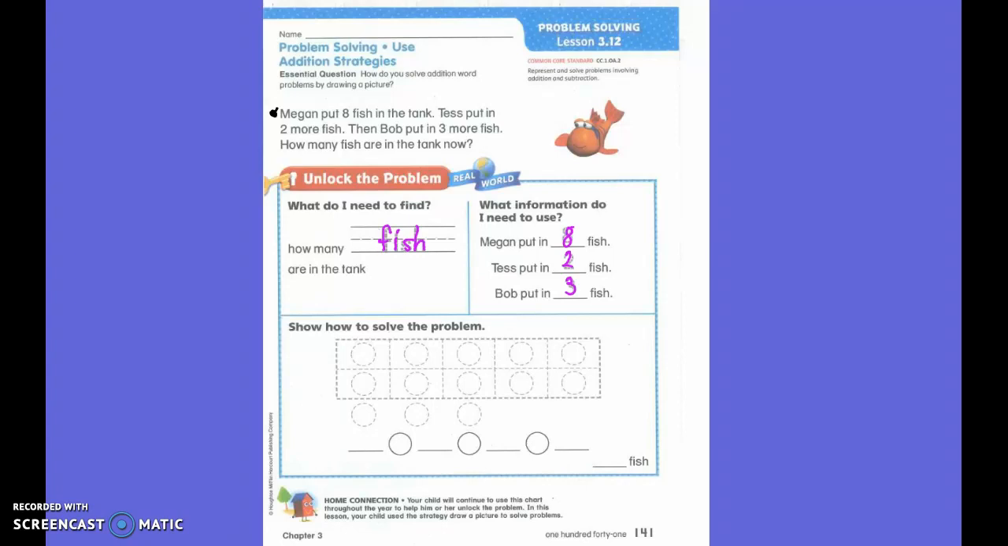So if we go up here in the story, we can circle 8 fish, 2 more fish, and 3 fish. Because are those important? First grade, are those important numbers? Yes, they are. So you need to circle them in your story because they are important. So now that we know we have 8 fish, 2 fish, and 3 fish, what can we do down here in our ten frame?